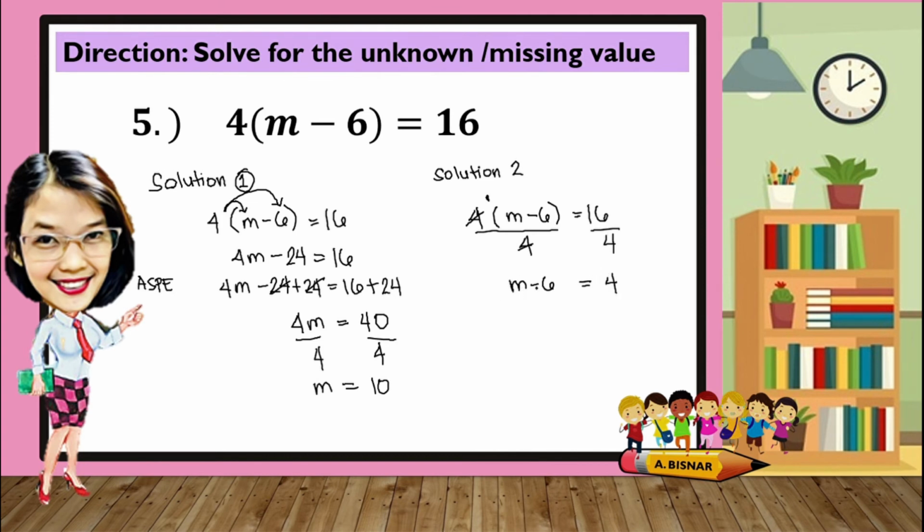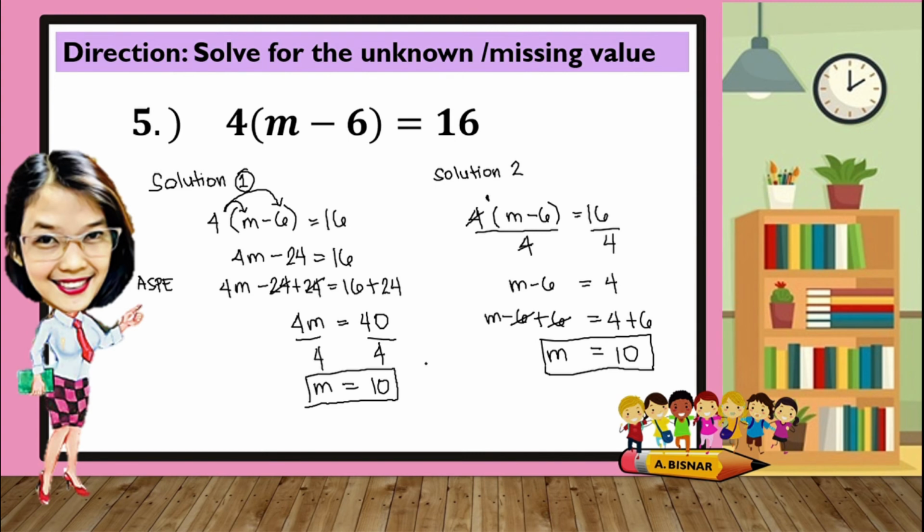So in here, you have to use the addition and subtraction property of equality. Since this is minus 6, you have to add 6 on both sides of the equation. You will have m minus 6 plus 6 is equal to 4 plus 6. So this will be 0. So what's left? We only have m. And 4 plus 6 is 10. So as you observe, you arrive with the same answer, which is 10.